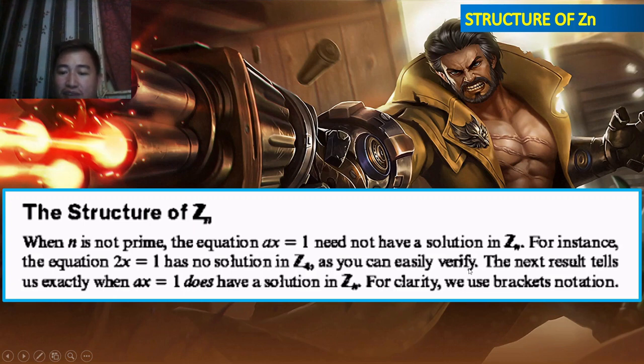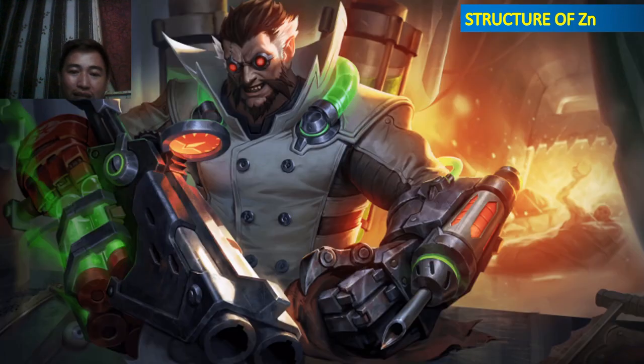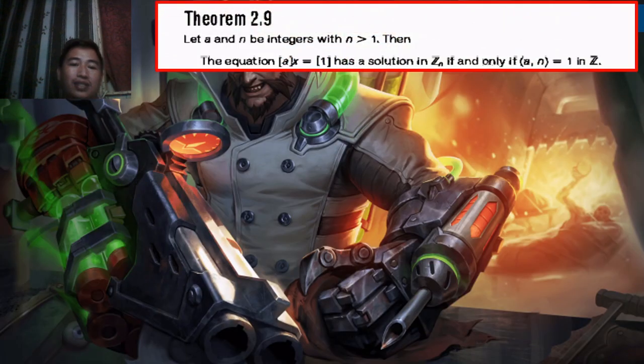As you can easily verify, the next result tells us exactly when the equation ax equals 1 does have a solution in Zn. For clarity, we use bracket notation for the classes. Let a and n be integers with n greater than 1. Then the equation a times x equals 1 has a solution in Zn if and only if the GCD of a and n equals 1 in Z. So the class has a solution in Zn only if their GCD is 1.